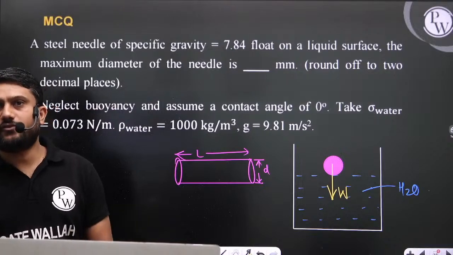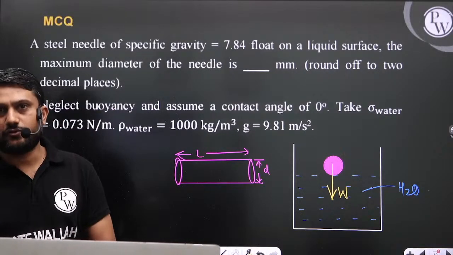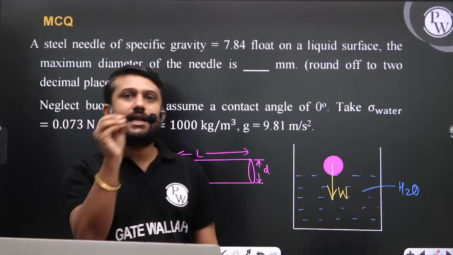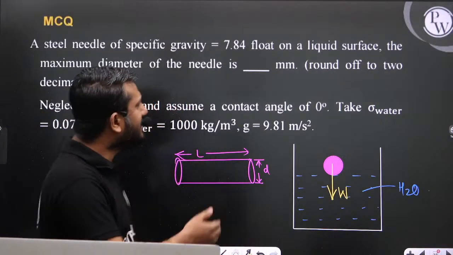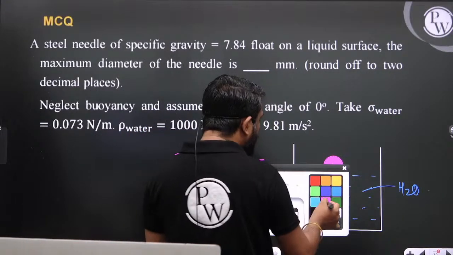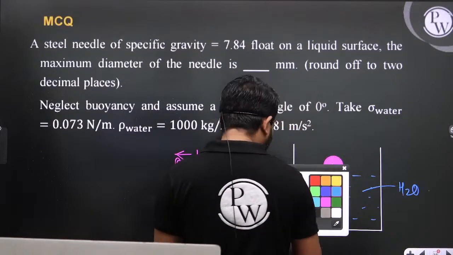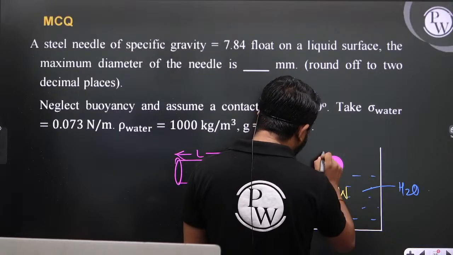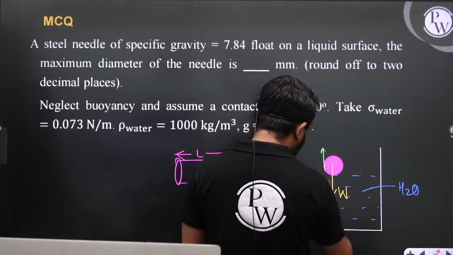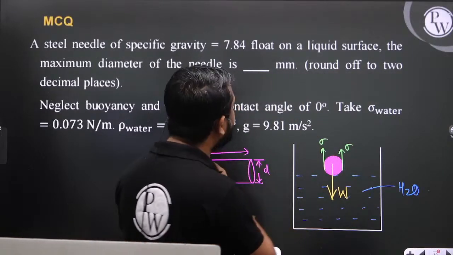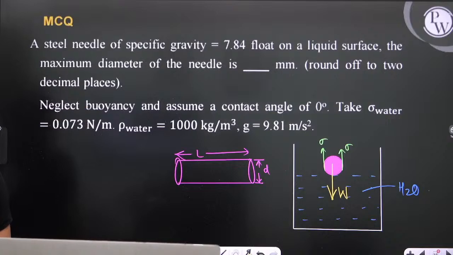So what is that vertical force? That vertical force is nothing but the surface tension force, or we can say the vertical component of the surface tension force. And since here the contact angle theta is 0 degree, surface tension is acting like this. Tell me yes or no.